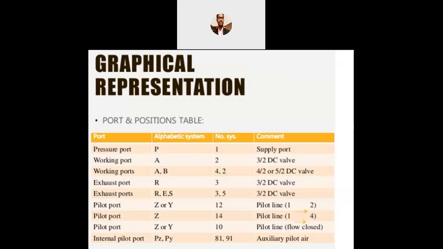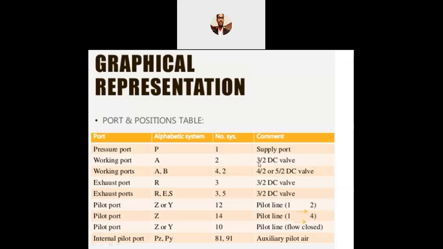When you want to retract or lower down the load, the fluid will be supplied to the top of the piston, or the topmost position of the cylinder. Is that clear? This is what we call a pressure port, indicated by P, or 1. This is called a supply port. Working port is A. Number of systems will be 2. This is 3 bar 2.